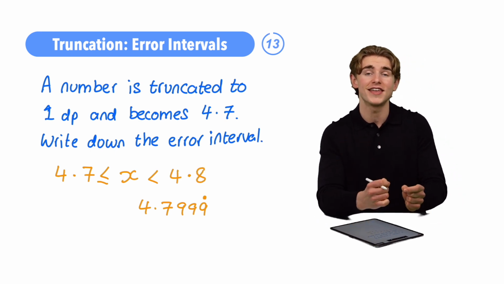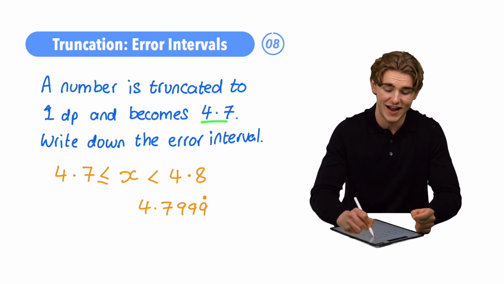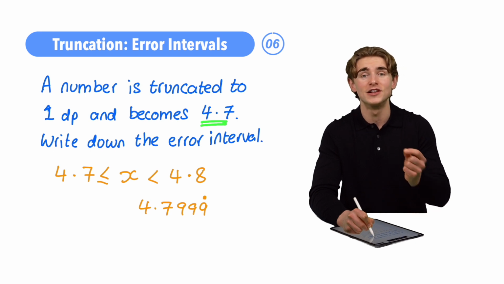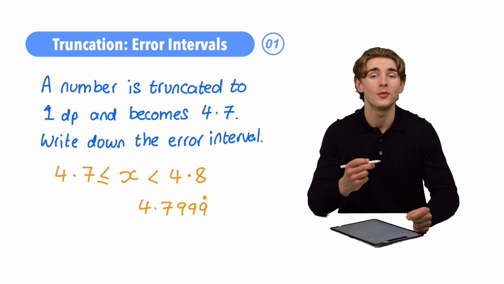Now, the quickest way to think about this, guys, is simply going to be that the smallest possible value is going to be exactly the number that it was truncated to, and the largest possible value, to get that, we're just going to add 1 to the degree of accuracy that we rounded to.